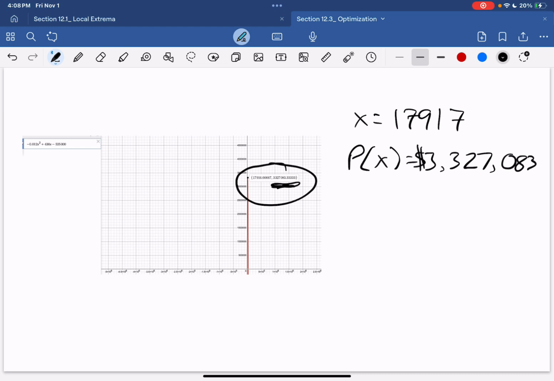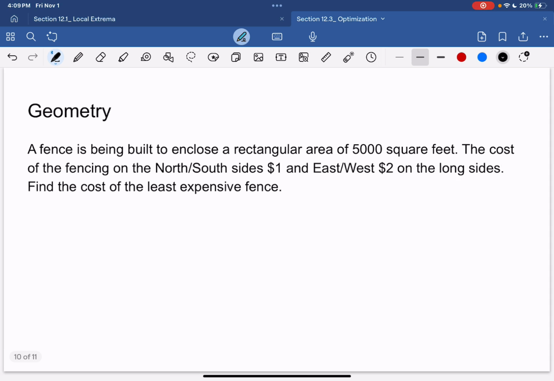Okay, let's look at another example. This time we're going to use geometry. We have a fence that's being built that encloses a rectangular area of 5,000 square feet. Optimization means that we're going to maximize or minimize. Here we're trying to minimize. We have a cost of fencing for the north and south sides, we'll say $1, and for east-west we'll say $2. So let's find the cost of the least expensive fence.